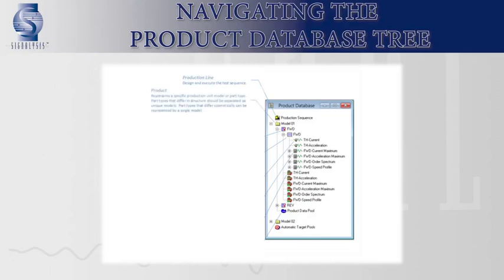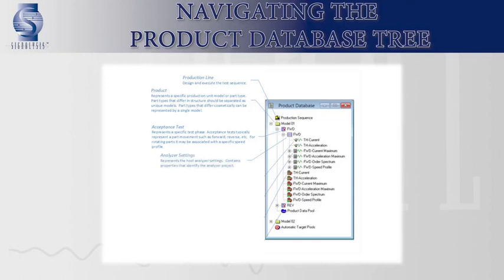Product represents a specific production unit model or part type. Part types that differ in structure should be separated as unique models. Part types that differ cosmetically can be represented by a single model. Acceptance test represents a specific test phase. Acceptance tests typically represent a part movement such as forward, reverse, etc. For rotating parts, it may be associated with a specific speed profile.